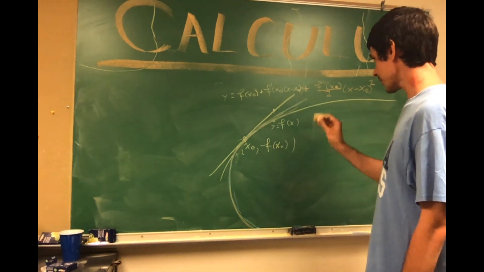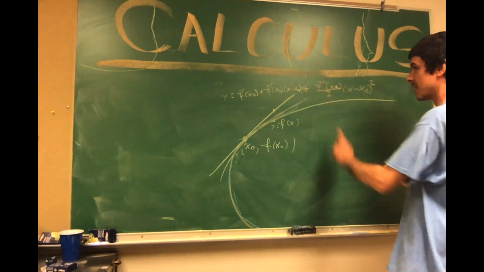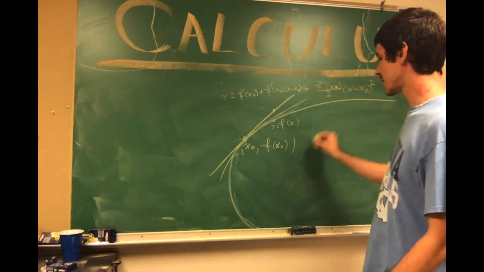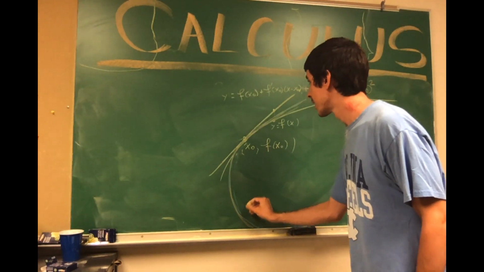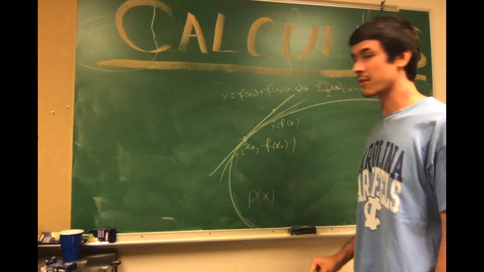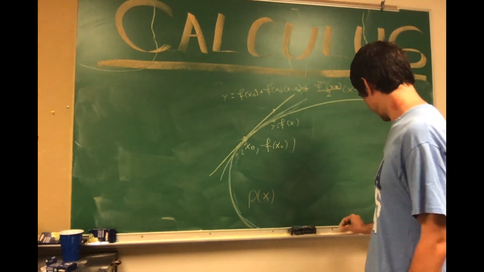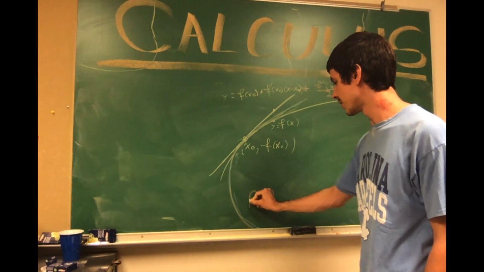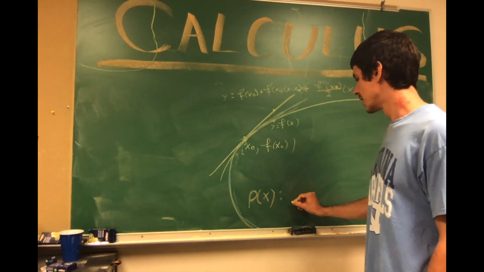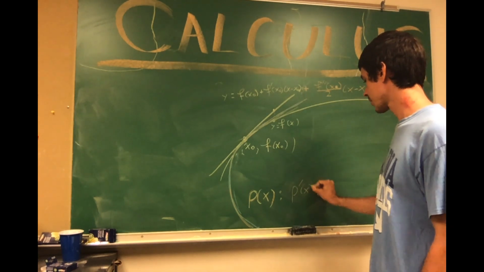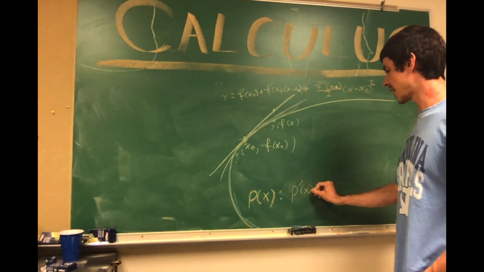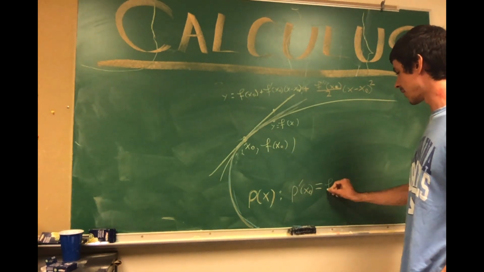What I mean by that is this parabola right here, let's call it p of x, p for parabola. I'm going to write in yellow now because I'm really not sure if the orange is showing up well. So p of x is this parabola, and we want p prime of x0 to equal f prime of x0, right?